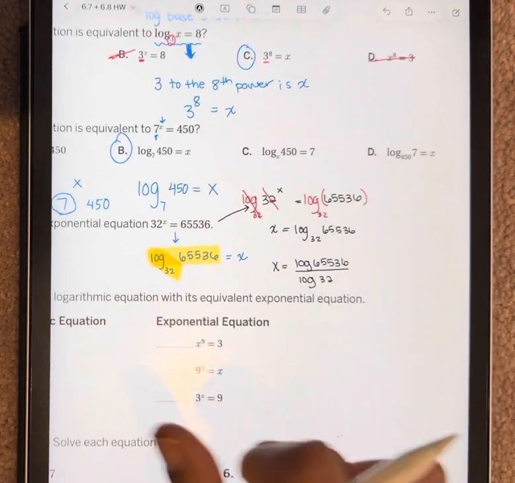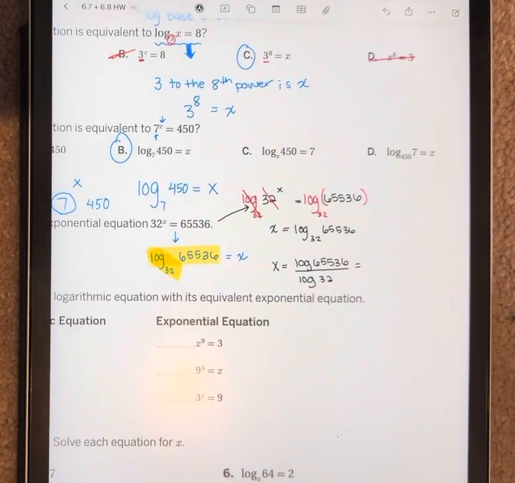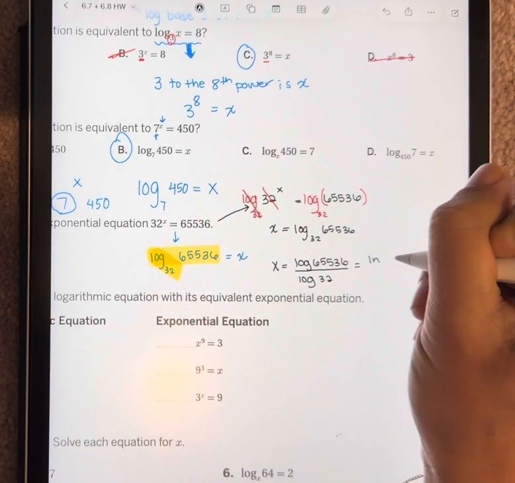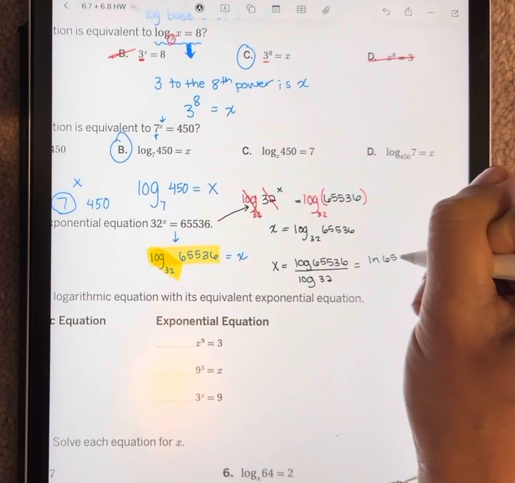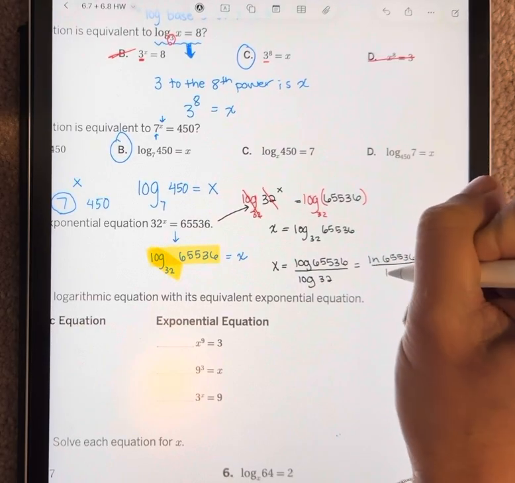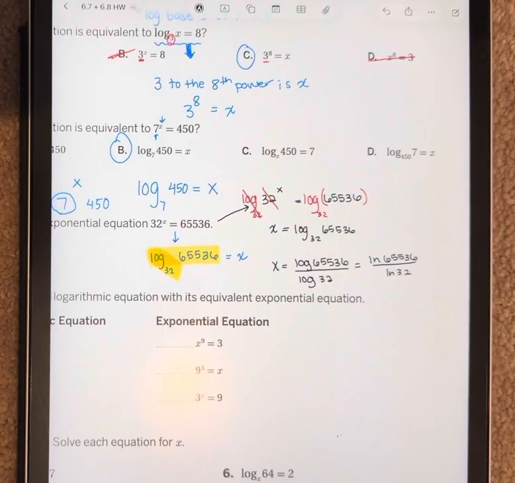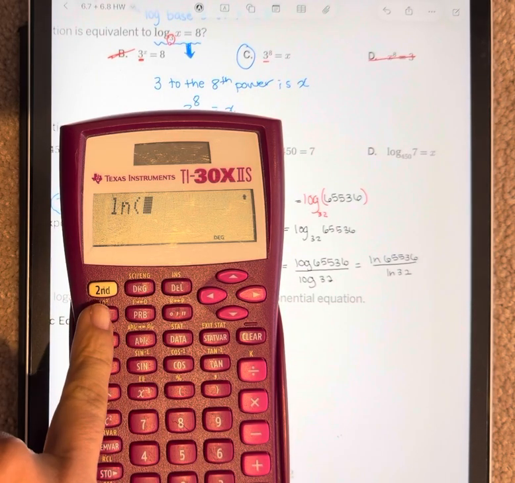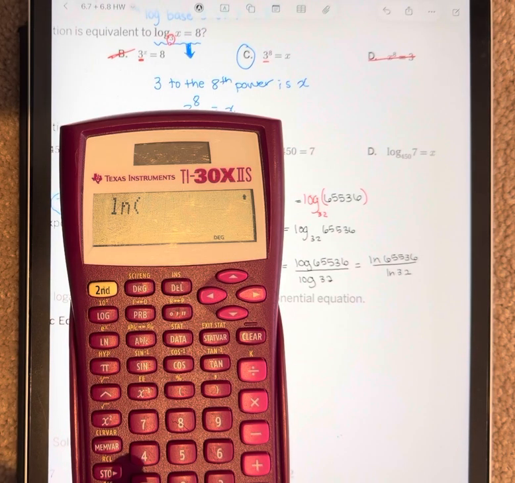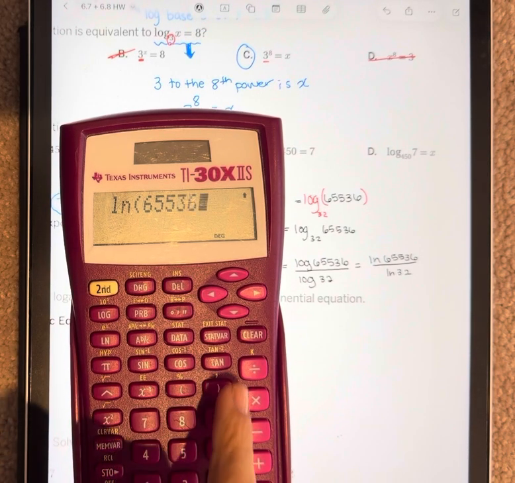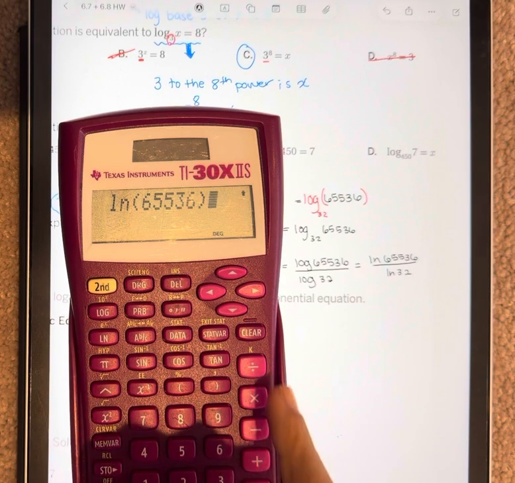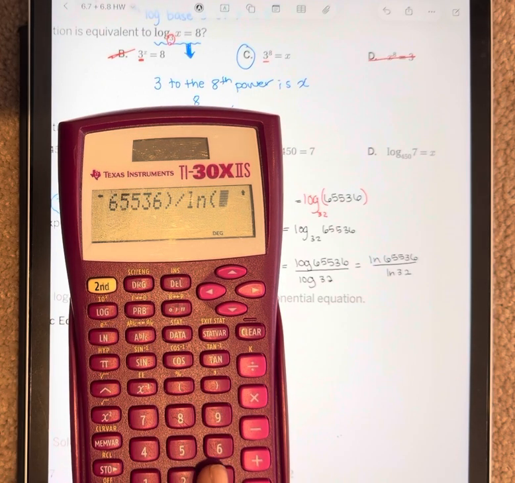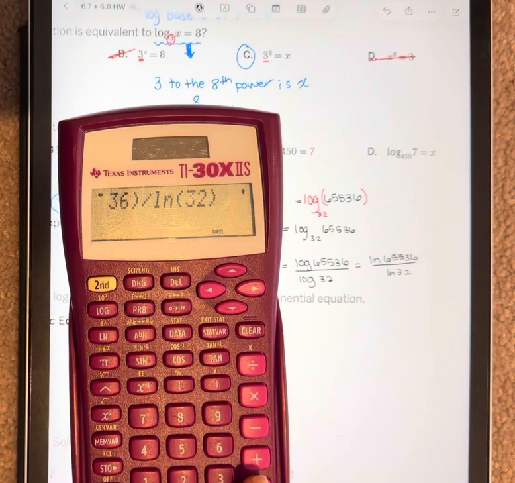Okay, and you can get the same thing using ln instead of log. ln is a natural log with a base of e. Just because students tend to be a little bit afraid of ln, I'm going to use that one because I want us to break that fear. So ln, but if you want to use log, go for it, and you'll see how you'll get the same answer as me. ln of 65536, close the parenthesis, divided by ln of 32. This one you don't really have to close.